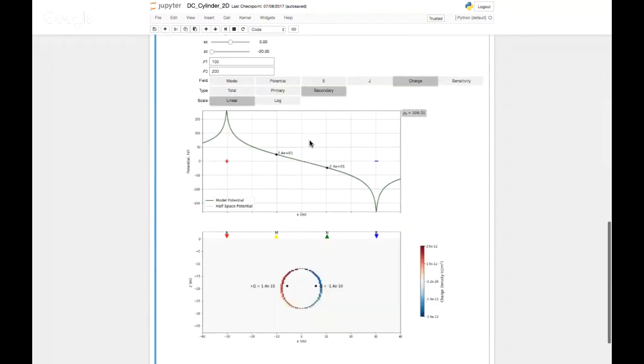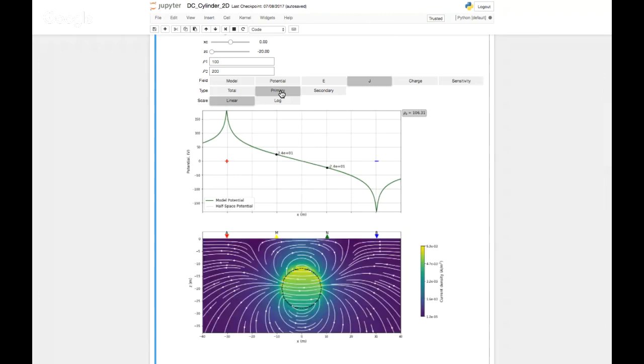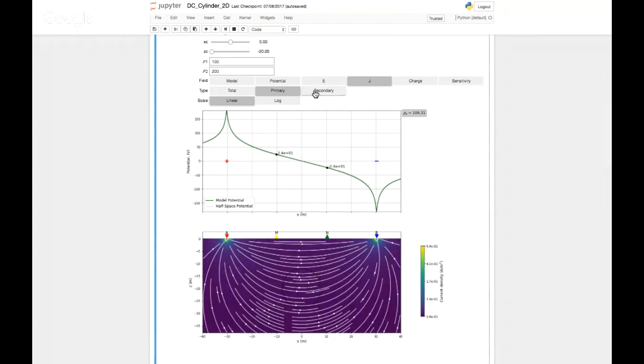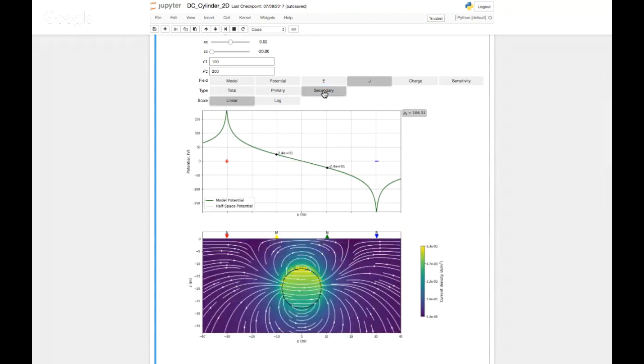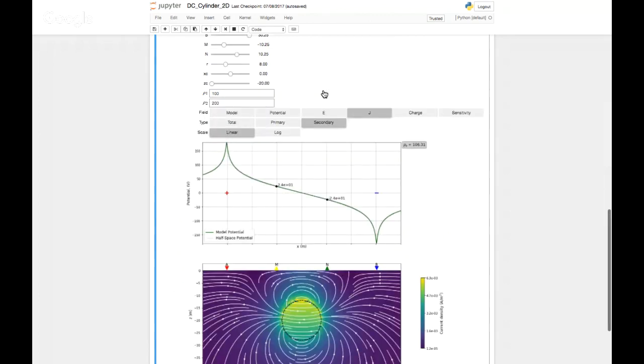So you can look at currents, you can look at primary currents. So that's your primary current. Here's your secondary current. So these are the currents that are in addition to your primary currents. You can see they kind of look like a dipole. So you can play around with that.